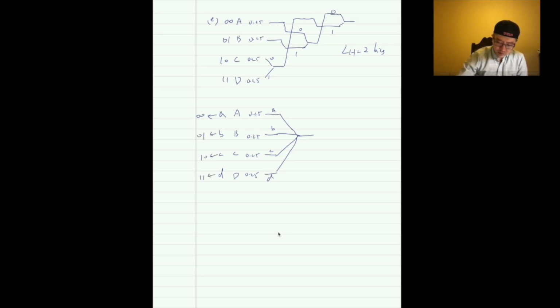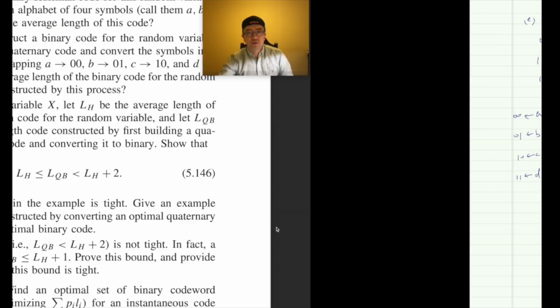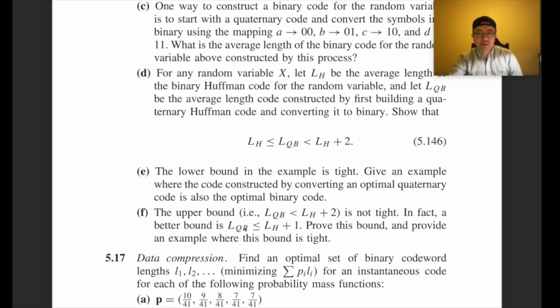And then you can see LQB will be nothing but 2 bits, right? Then they are the same, okay? So this procedure can be optimal in some cases. Okay, great. And now let's see part F.